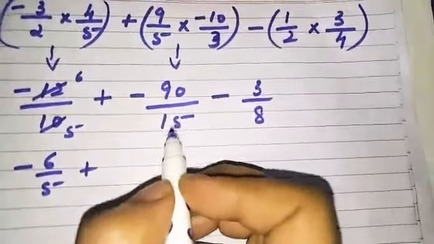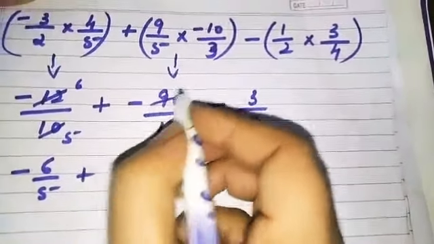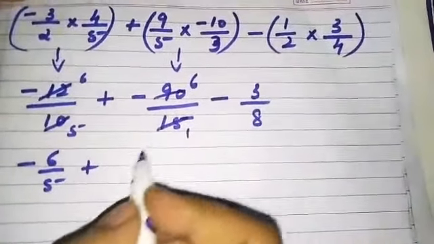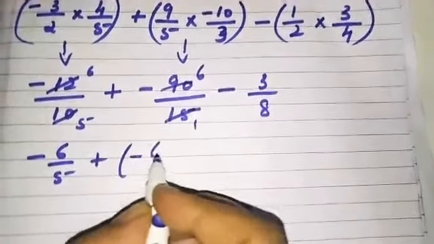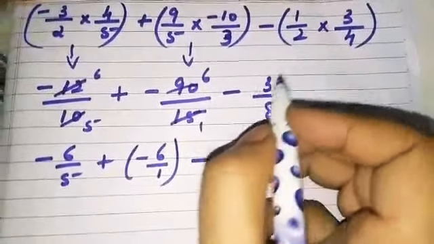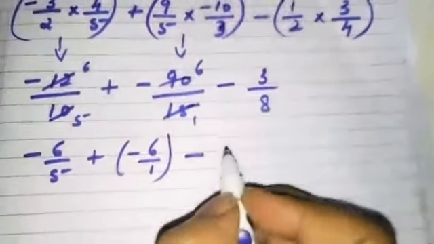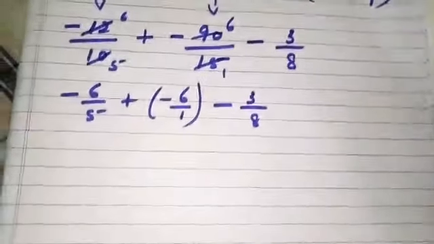Here 15 divides both, so 15 ones are 15 and 15 times 6 gives me 90. So it's, let's put this in the bracket. So it's minus 6 by 1 and then minus. So here I cannot further reduce it to its lowest term. Further it cannot be reduced.